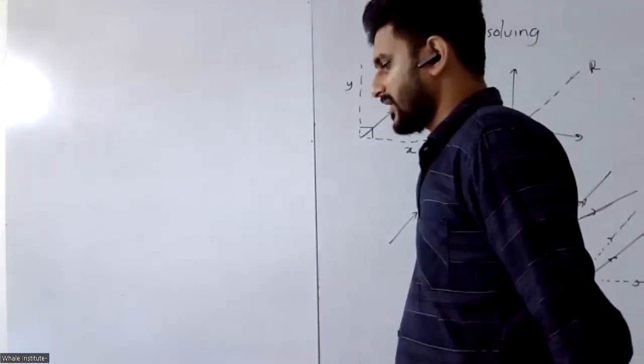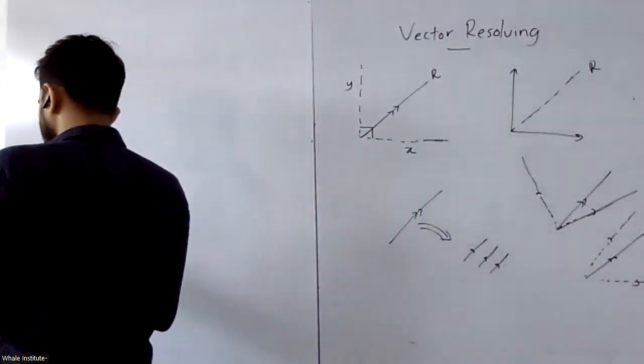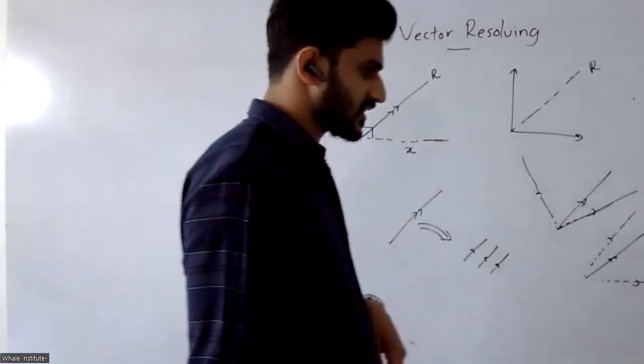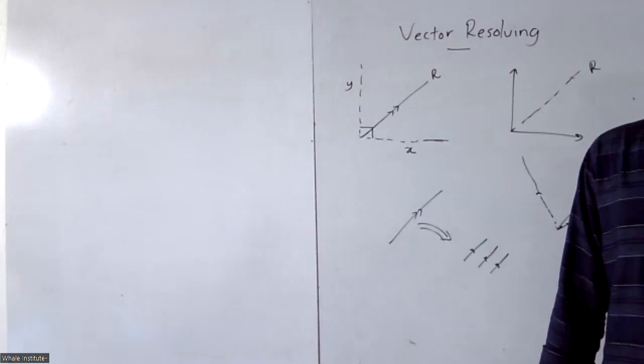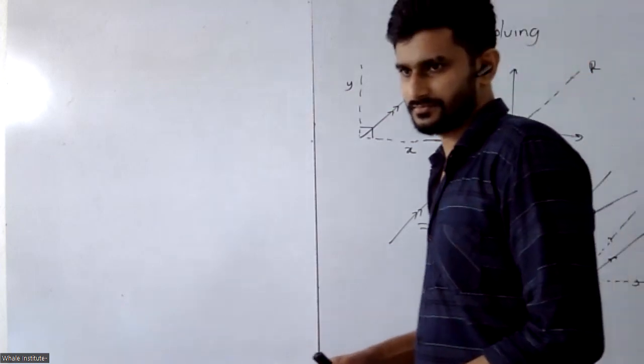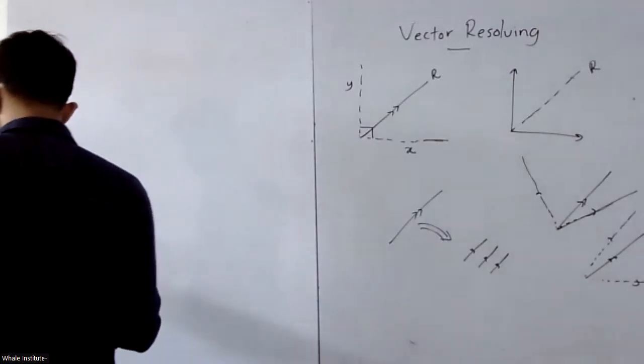Now this is what we call vector resolving. The two vectors are known as resolving components.